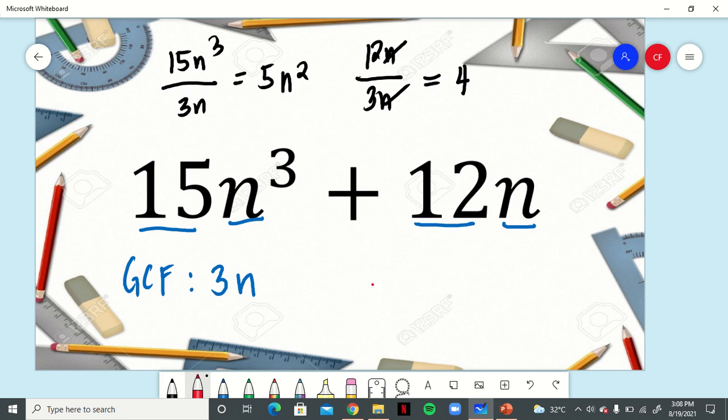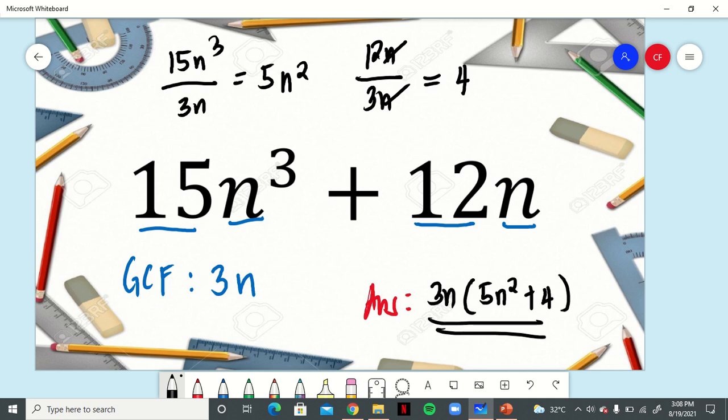So for the final answer, again, just simply copy the GCF, which is 3n times the quantity of 5n squared plus 4. Okay? So ito na po yung answer natin. Okay? So, ganun na kasimple yung common monomial factor.